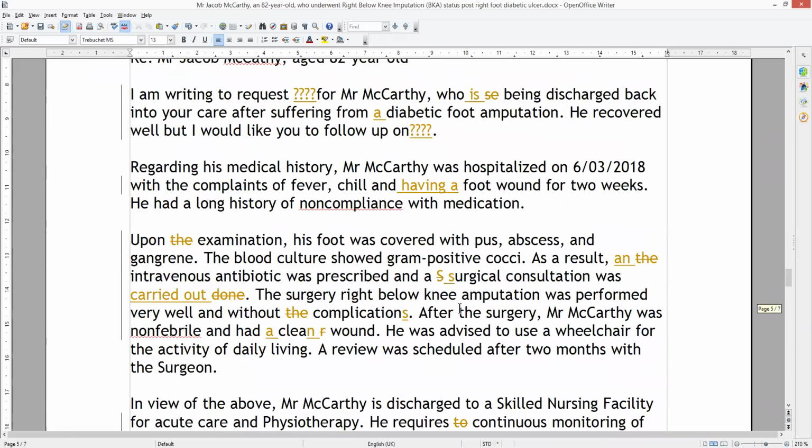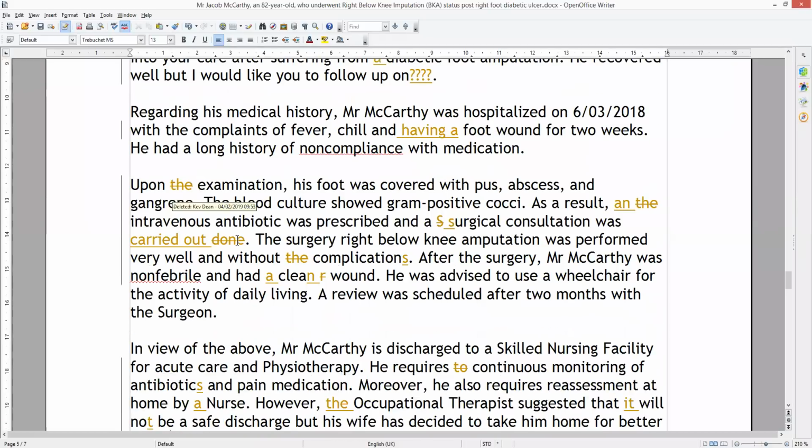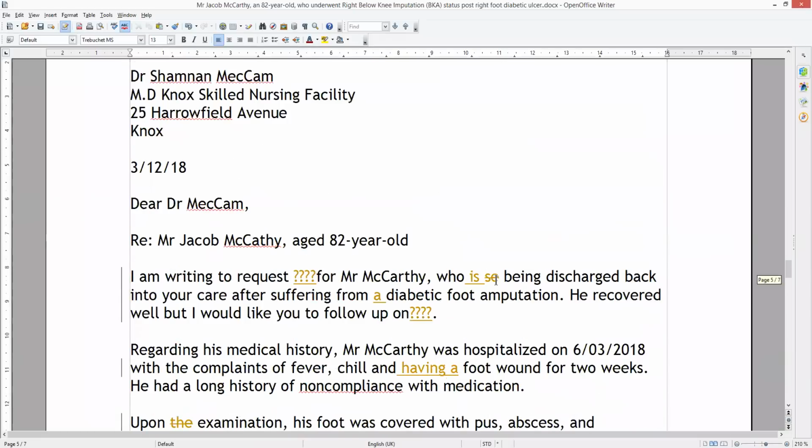Okay, so you can see there's a few things here. Writing to request what, for example, who is, A for amputation, I would like you to follow up on what. So using articles that you don't need, etc. So there's a few things there.